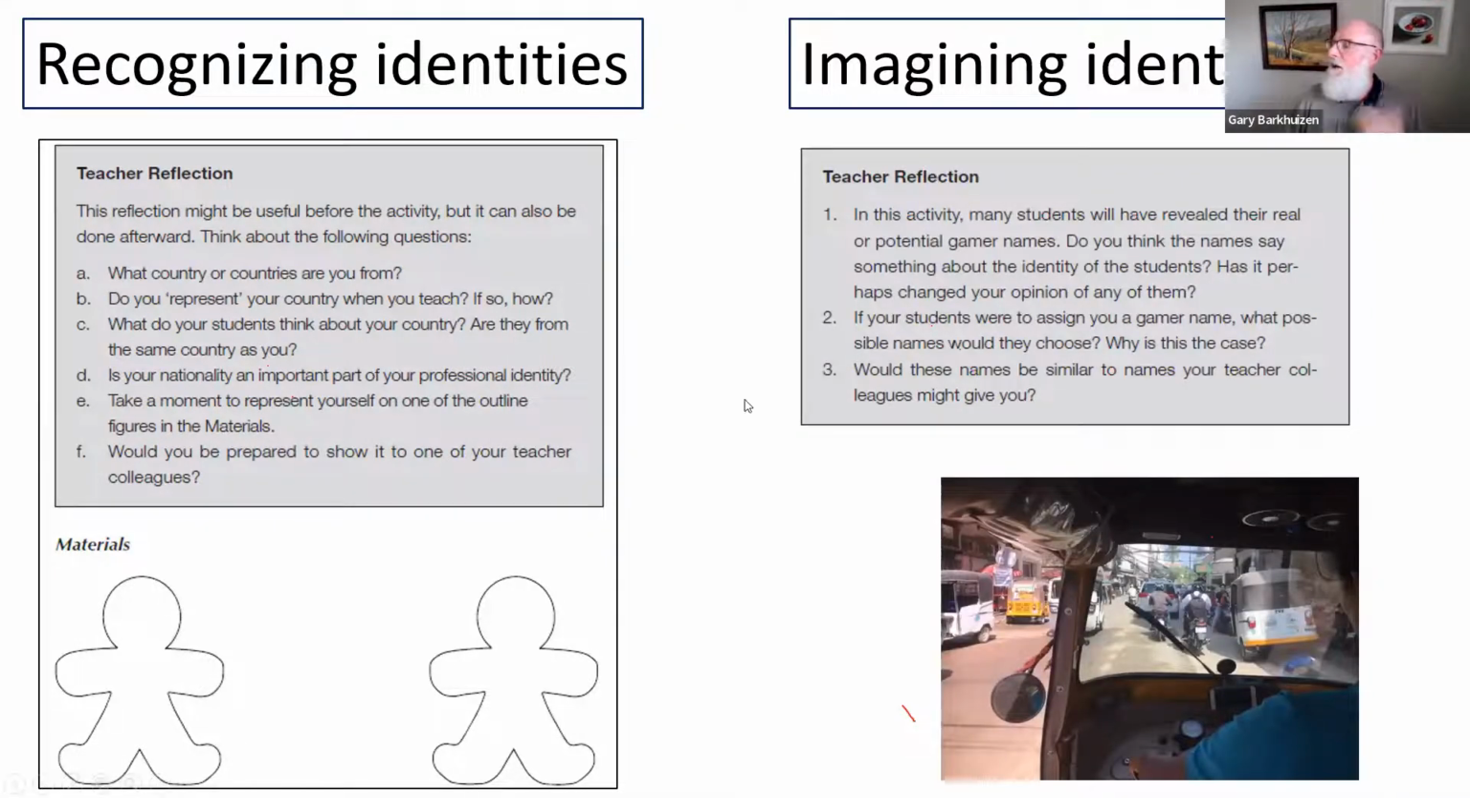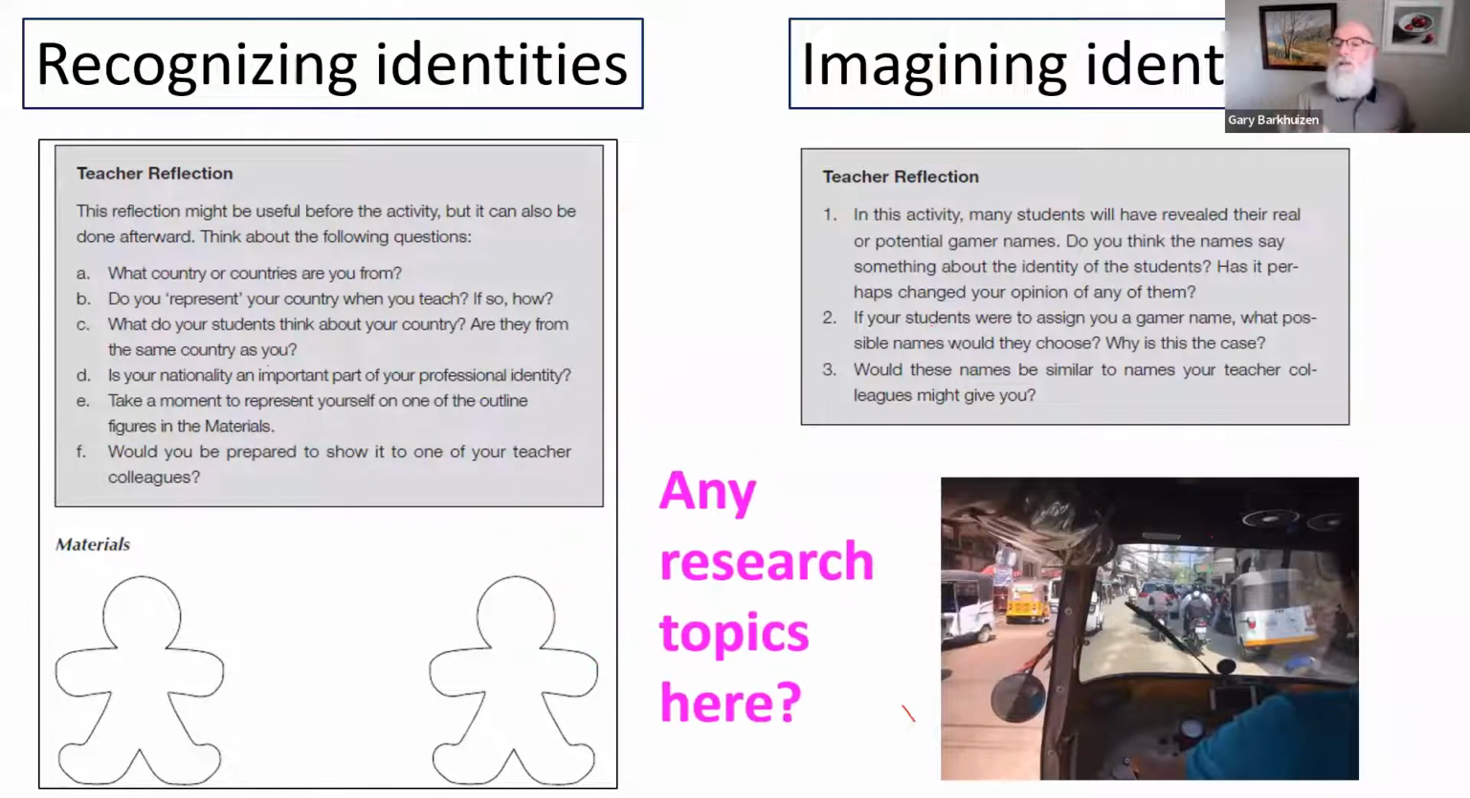Here's just the final one I thought I'd show you. When you play games on the computer, you get a name, and the whole activity is about the gamer names that students would give themselves if they do play games, because these names are very much related to who they are in this gaming world. And this is about, if teachers had to be given a name, or if they chose a name themselves, what name would they choose? And once again, are there any research topics here?